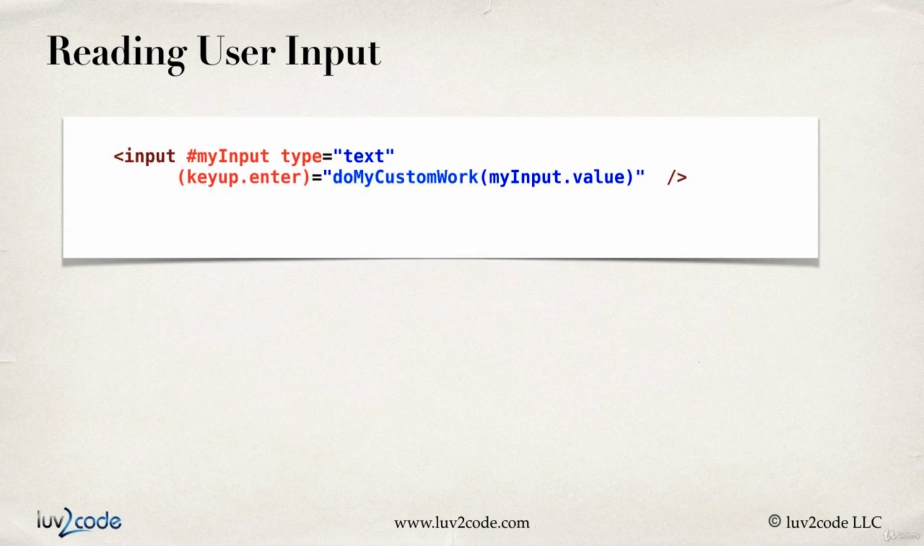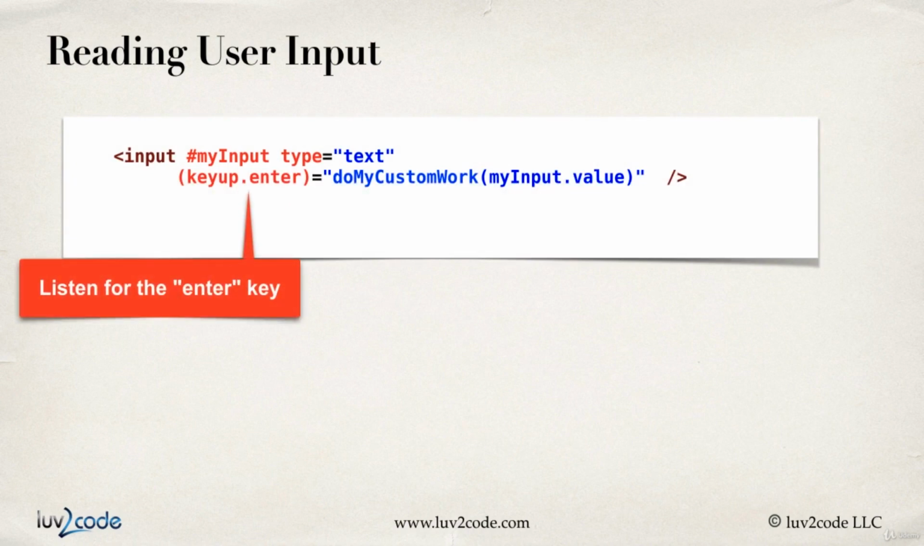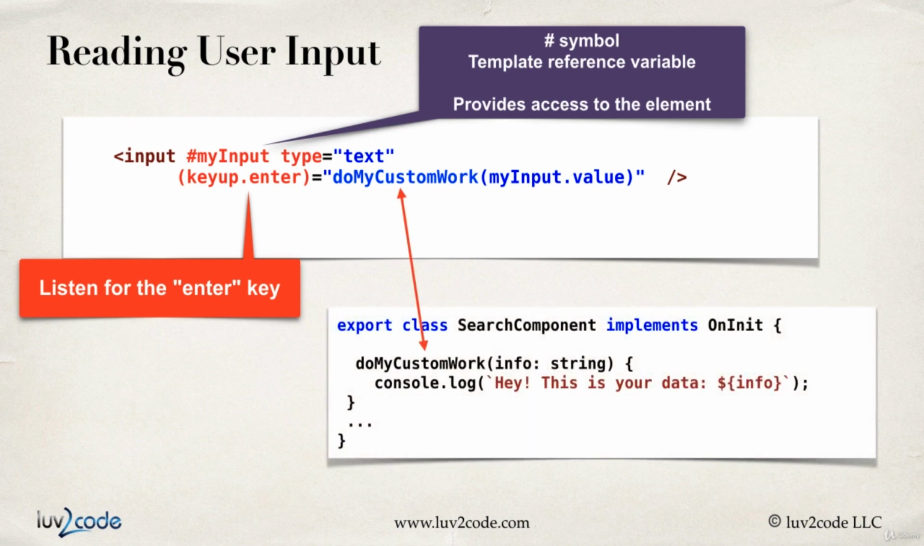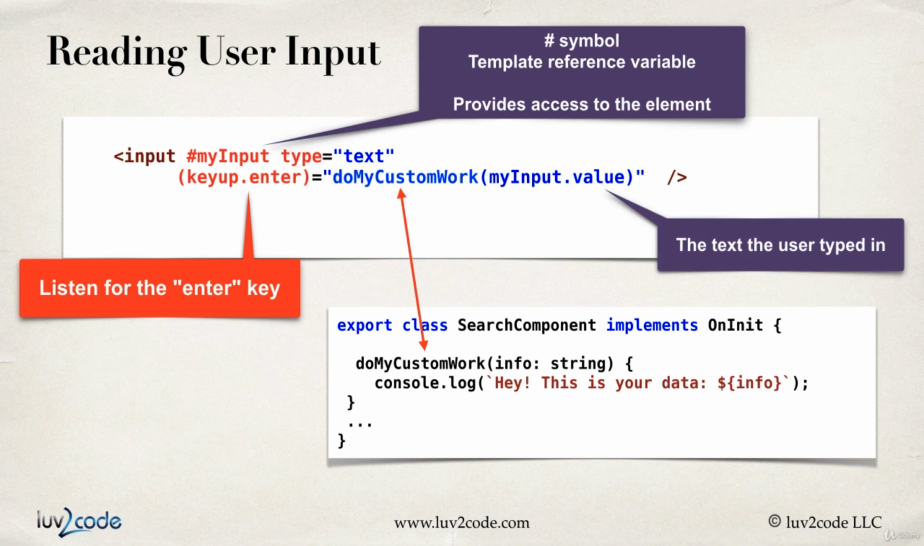Alrighty, so looking at reading user input. So we'll have this input text field, and then we'll listen for the enter key. So when the user hits the enter key, we want to read that text field and do something with it. So up top, we make use of the hashtag symbol. That's a template reference variable for my input. This will give us access to the element. And then in our component, we'll have our method do my custom work. And so myInput.value, that gives you the actual text the user typed in. So then we can pass that to our custom method as a string, and then we can display it saying, hey, this is your data, and then we use whatever that given parameter is. So that's how we can read user input with Angular.